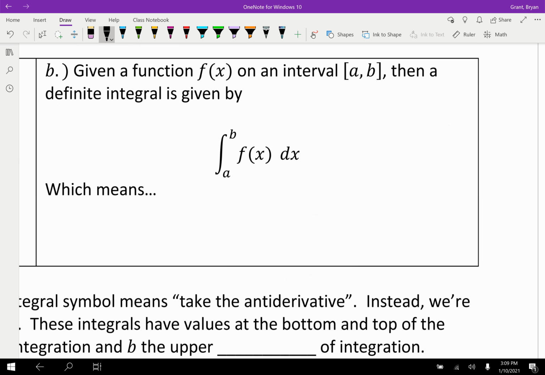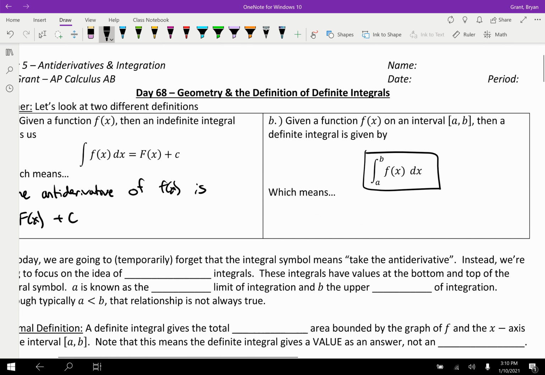So here we go. Given a function lowercase f of x on a closed interval from a to b, then a definite integral is given by this, which at first glance looks extremely similar to an indefinite integral, except they have these weird a's and b's up here. What does that mean? Well, we're not sure yet. And so we're going to define that and then see how we're going to work with that. And again, we are going to forget this antiderivative idea for the next few days.